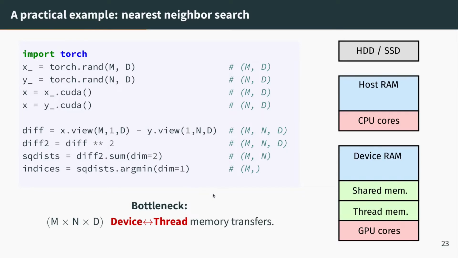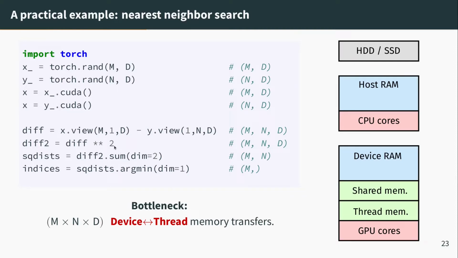Okay, so we are making computations first. At the very least, this operation is going to require M times N times D GPU operations, because we have to compute this one way or another. But here's the bottleneck: it is not going to be arithmetic operations, but memory transfers.